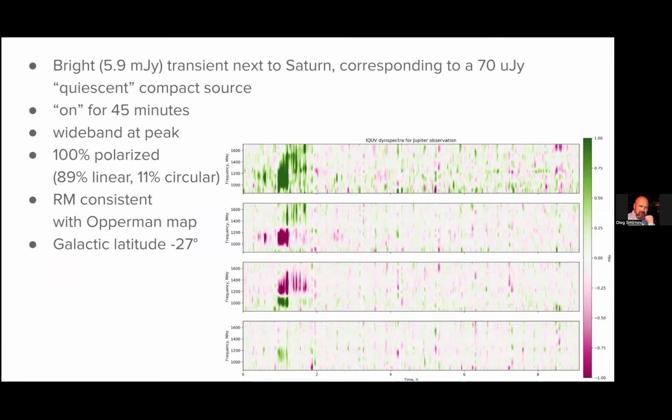And you can see that it was a very bright thing that came on for about 45 minutes, quite chromatic. Right? It started, and you can see it starts at low frequency and then takes off to higher frequency. Super polarized, in fact, it's 100% polarized, mostly linear. The polarization shows this positive-negative feature you see in Q and U. That simply means that your polarization vector is rotating around over the band, which means it's being Faraday rotated by, this is called rotation measure, this Faraday rotation in the interstellar medium. And the rotation measure was consistent with something called the Oppermann map, which shows the rotation measure over the plane of the galaxy. Galactic latitude of -27, so kind of high, but not outrageously high.